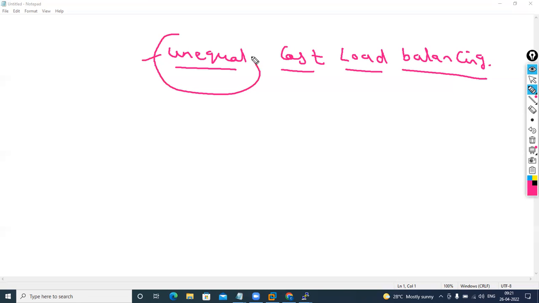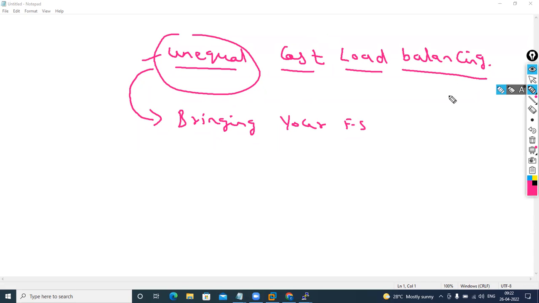I have written it already here. So why we call it unequal cost load balancing is because it brings in your feasible successor. Somebody has texted: change in delay or bandwidth. Correct, that is fine, you are telling how to do it. Okay, you are right, Mainak. So it brings your feasible successor from the topology table into the routing table.